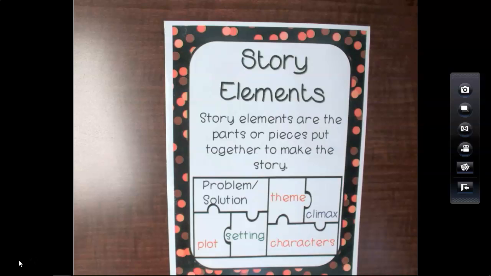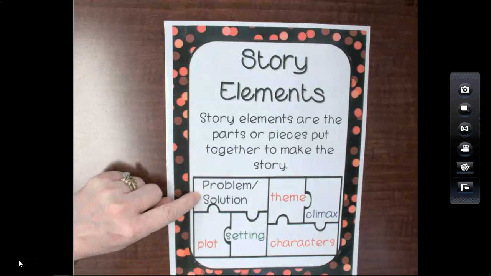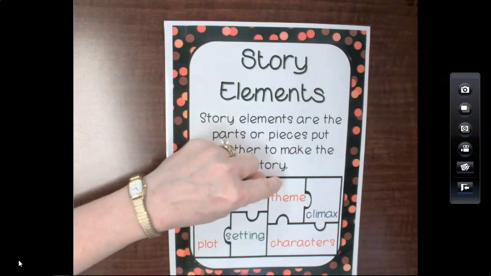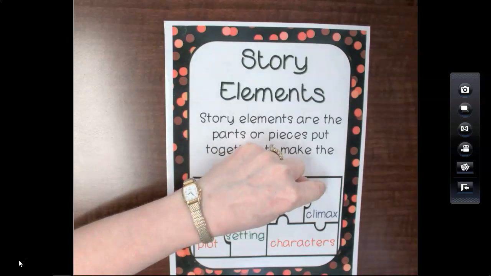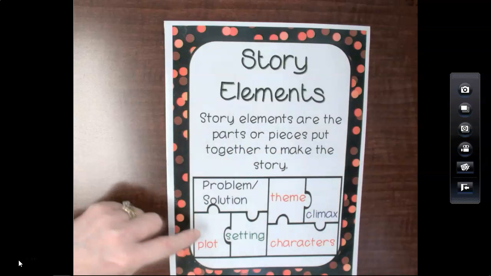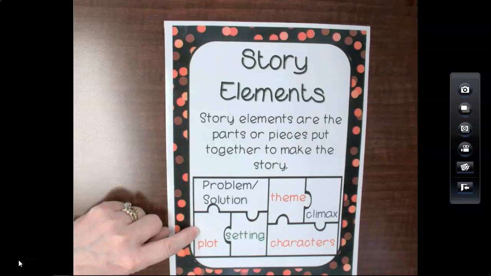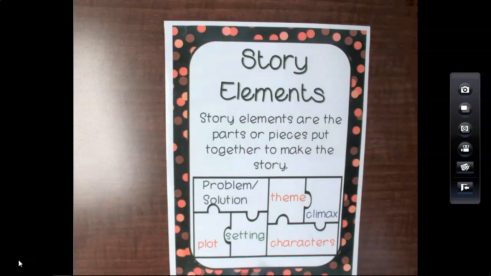So you could have problem and solution in a story. You could have the theme, the big idea from the story of what the lesson is in the story. You could have climax, which is the action in the story. The plot goes along with the action in the story. The plot goes along with the beginning, middle, and the end. Then you have the setting, where the story takes place and when the story takes place. And then you have characters. And characters are a person or an animal that's doing the action in the story.